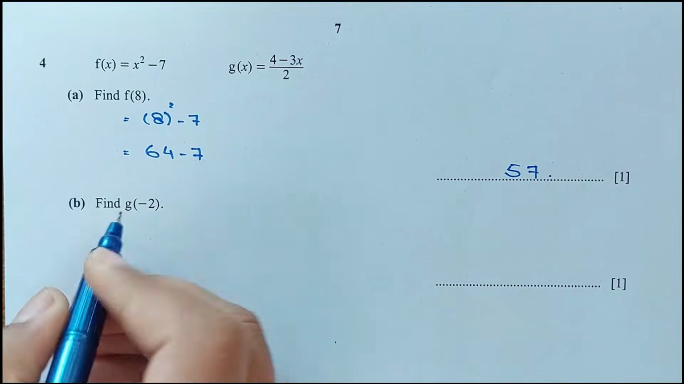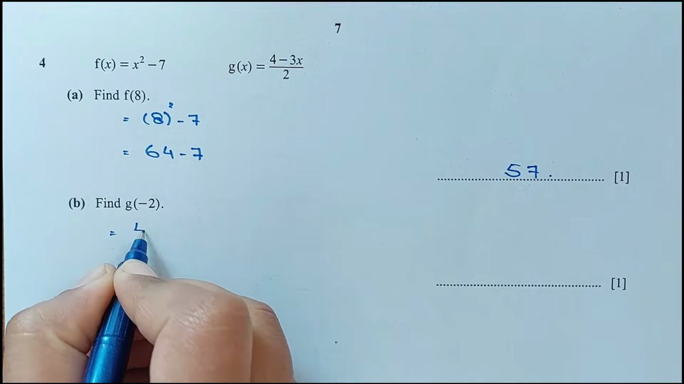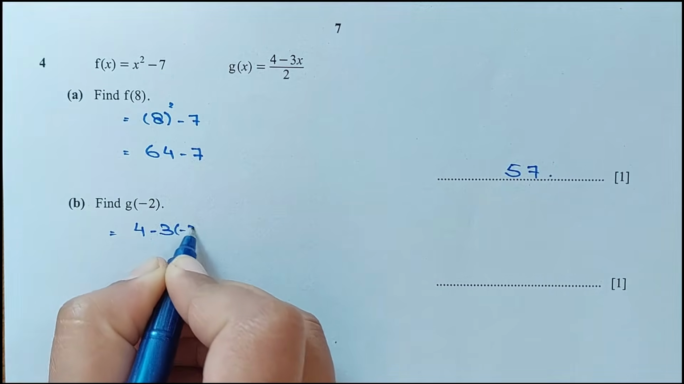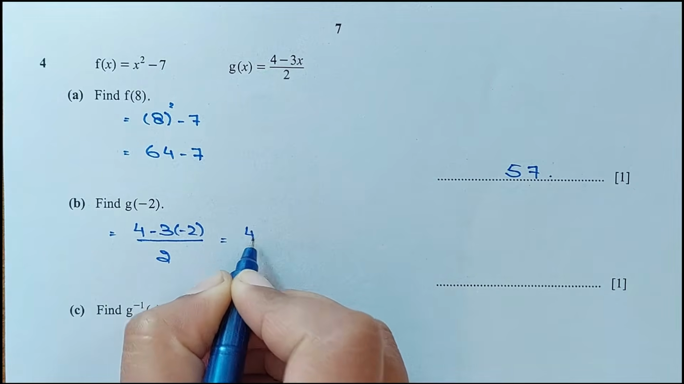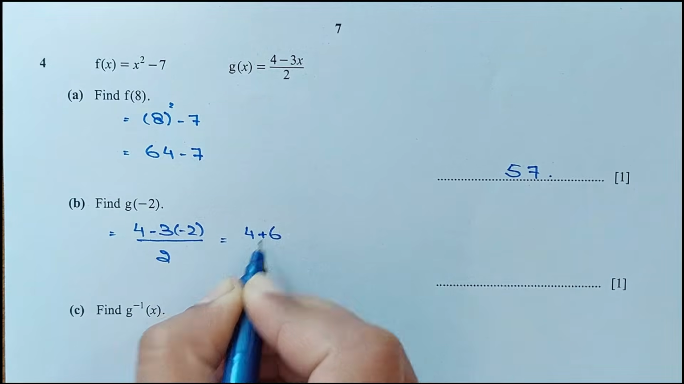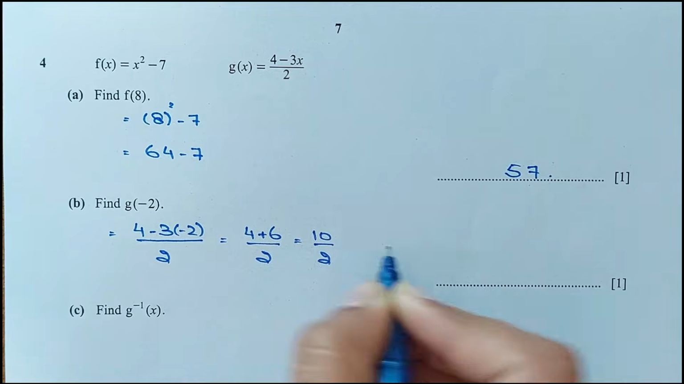Right. Now for part B, find g of minus 2. So g of minus 2 is (4 minus 3 times minus 2) divided by 2. So here we have 4 plus 3 times 2, which is 6, divided by 2. This is 10 by 2 and this would be equal to 5.